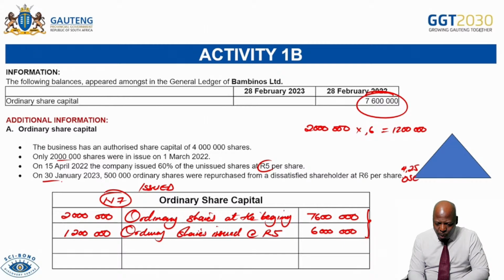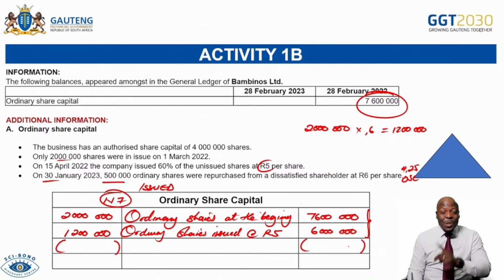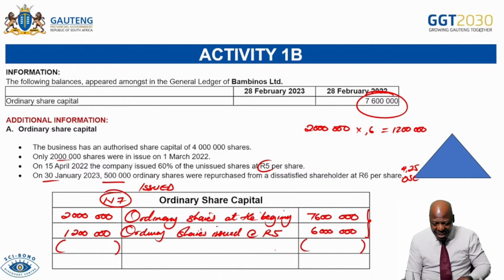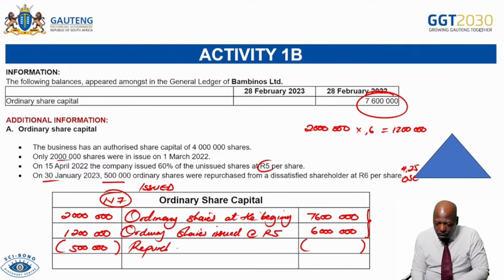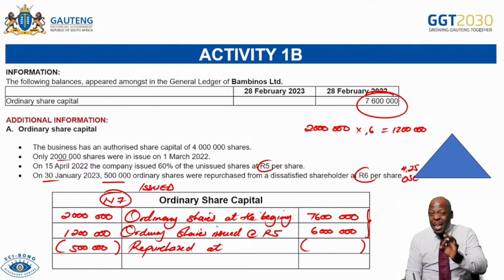Okay, then if you read this one, it says 500,000 shares were repurchased. That means I open bracket here before I even put anything. What did I say? You open brackets before you do anything. So I come here, then I say 500,000 ordinary shares repurchased. These are repurchased at, and in here we have 6 rand here. Do I bring the 6 rand here? No, the same as we did in the ordinary share capital account. The 6 rand will go to the cash flow statement / bank. You remember this one? Okay, this is where the 6 rand will go.